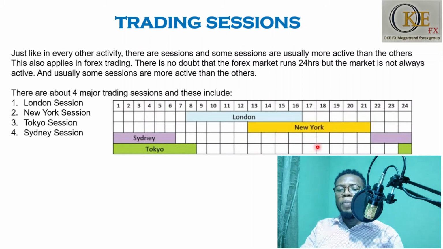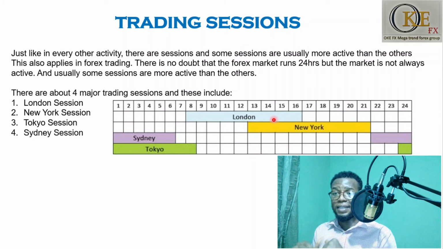So now, if you notice what happens, there is a time of an overlap between the London session and the New York session, and these two sessions are actually the major trading sessions. These are the most volatile sessions, where the activity is so much that you can actually make good money.